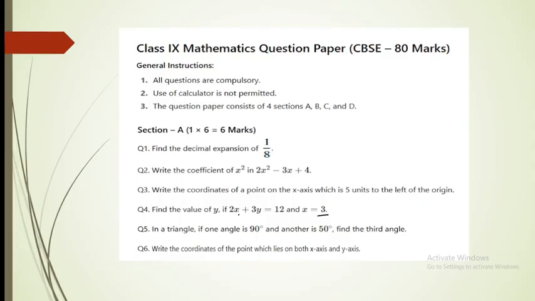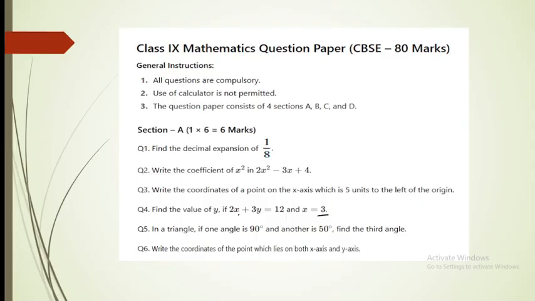very easily here. Now you see, in a triangle, if one angle is 90 degrees and another angle is 50 degrees, find the third angle. As we know, the sum of all three angles of a triangle is 180 degrees. So this should be 90 plus 50 plus the third angle, which I am writing as this much, should be equal to 180 degrees.